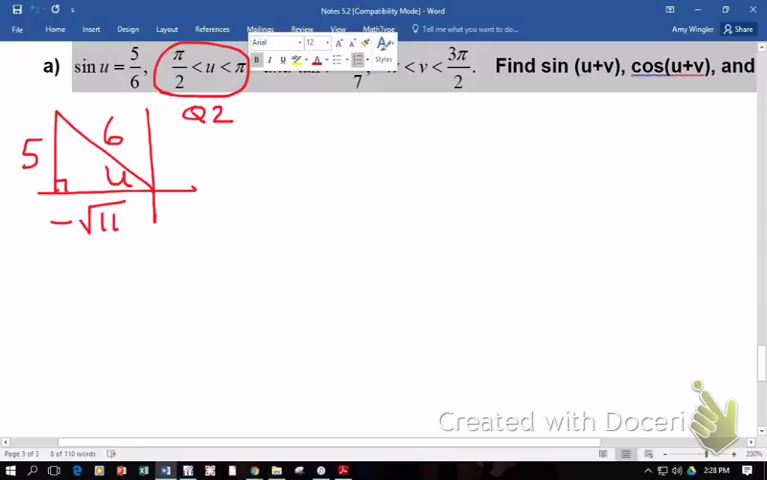I don't know why this is up here. I can't get it off of there.